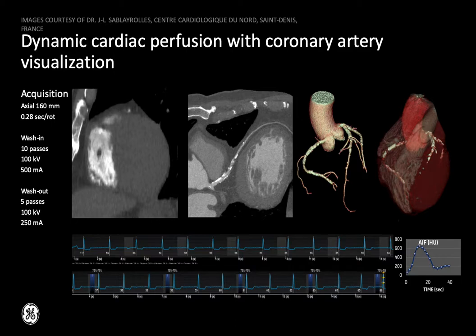And so it can give you a complementary functional parameter that is not really the stenosis anymore, but it's the downstream impact. And so do the myocytes see less blood perfusion?